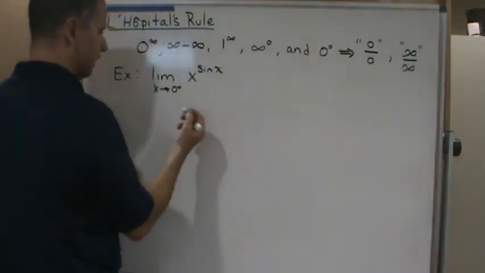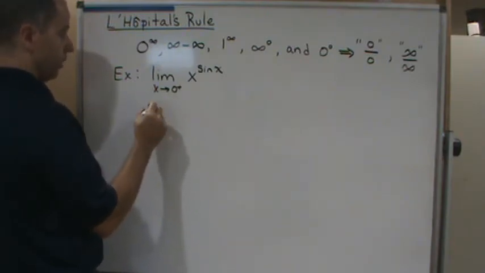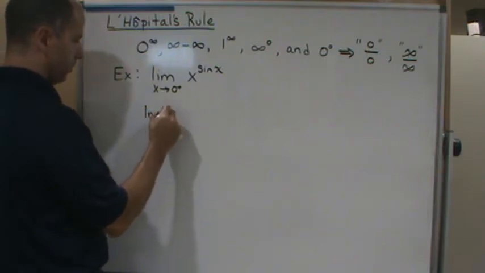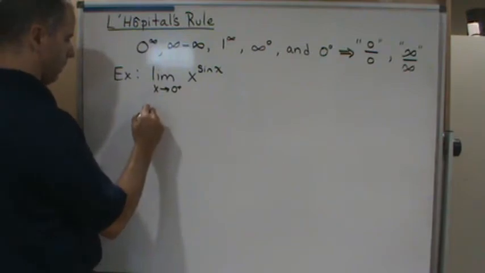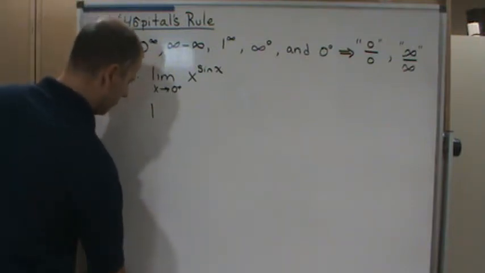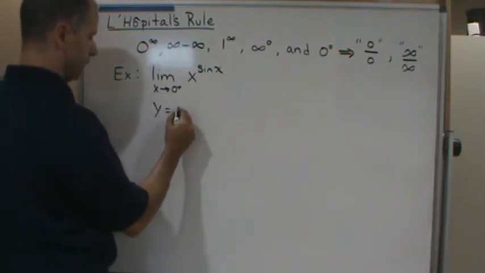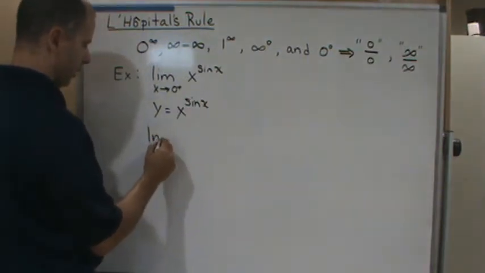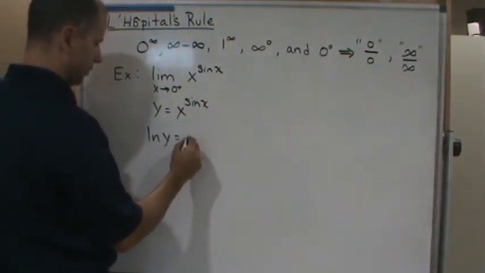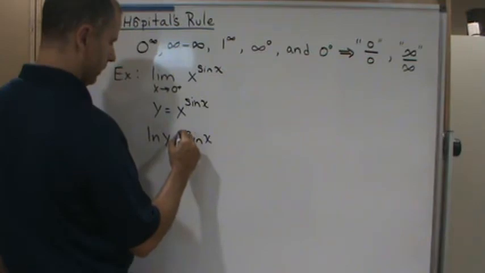So now what I'm going to do is take the natural log, right? So I'm going to start with y. Let's define y. Oops, keep wanting to jump the gun here. So y equals x to the power of sine x. And now if I take the natural log of both sides, I get the natural log of y is equal to sine x times x.